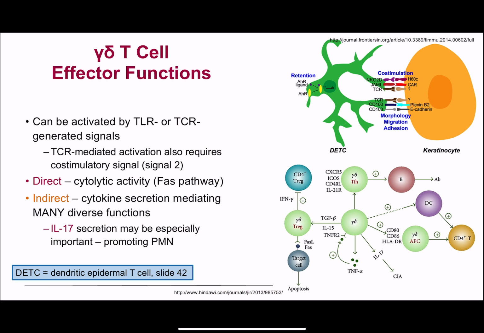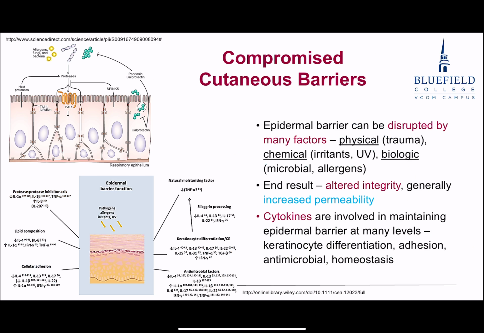All right? Okay, so what happens when you have these compromised barriers? The insult can be physical, trauma, that cut. It can be chemical. UV is a chemical signal. That sunburn is chemical damage to the skin. Or it can be biologic. You have altered integrity. You have altered permeability. Things can get in. That barrier is changed. One of the first responses is going to be making lots of cytokines, causing the differentiation of the keratinocytes to replace the damaged cell, recruiting in the right immune cells and setting the right cytokine mood environment for those recruited cells to be able to differentiate into the right way.